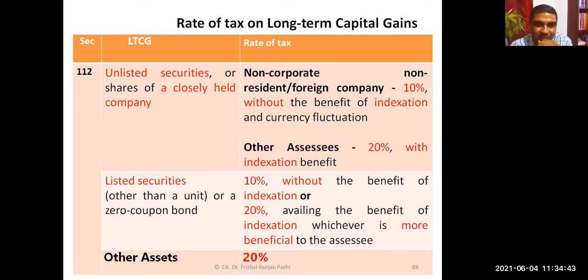That is the benefit. And for all other assets, that is land and building, plant and machinery, etc., the rate is 20%. It's a long-term capital gain, it is 20%. And short-term capital gain, it is a normal rate. Did you understand these rates? These are the rates which are applicable on capital gain.